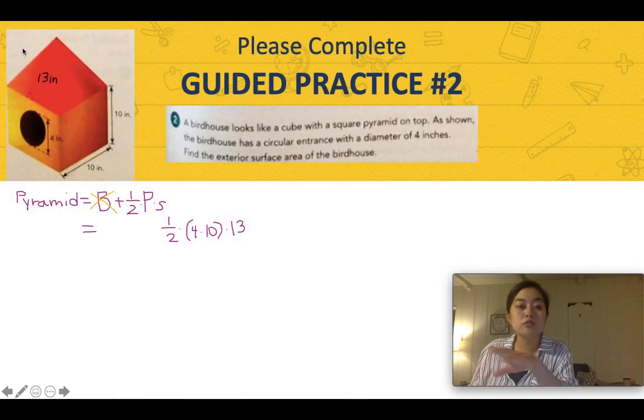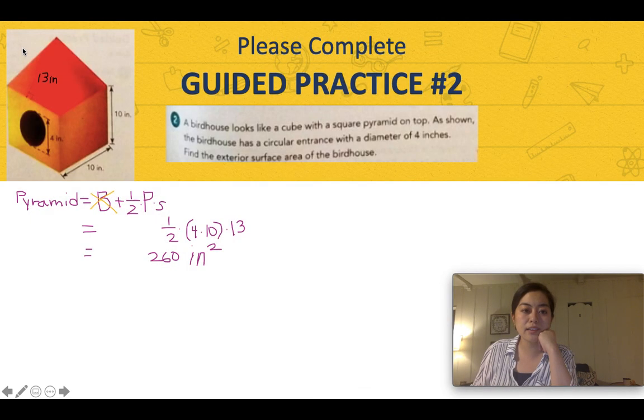And then 1/2 times the perimeter. The perimeter of the base is 4 plus 4 plus 4 plus 4, right? I'm sorry, it's not 4 plus 4 plus 4 plus 4. What am I talking about? Each side of the base is 10, okay? So it's 10 plus 10 plus 10 plus 10, or you can do 4 times 10. And then the slant height is 13. And that'll eventually work out to be 260 square inches.